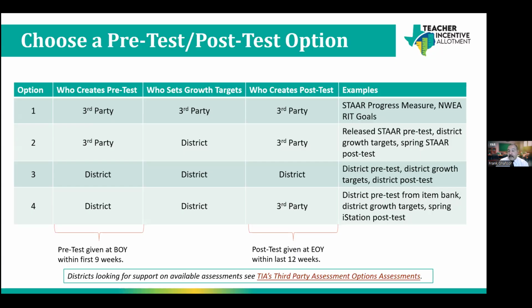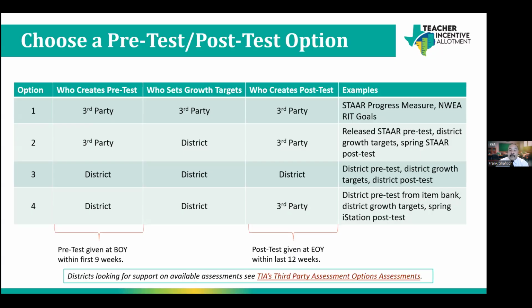With option one, we are looking at our third party pre and post test. So the third party is creating that assessment. The district is not doing that. And the third party is also setting those growth targets. And so this is likely a contracted service or you're using STAR, but you are getting all three of these done by the third party vendor. Growth is not being set locally and the assessment is not being created locally.